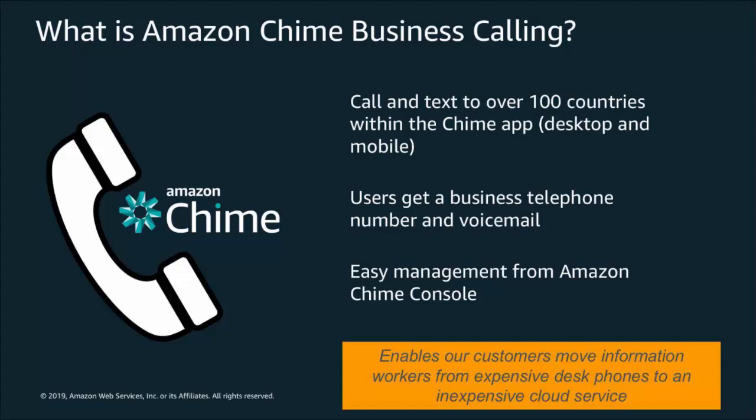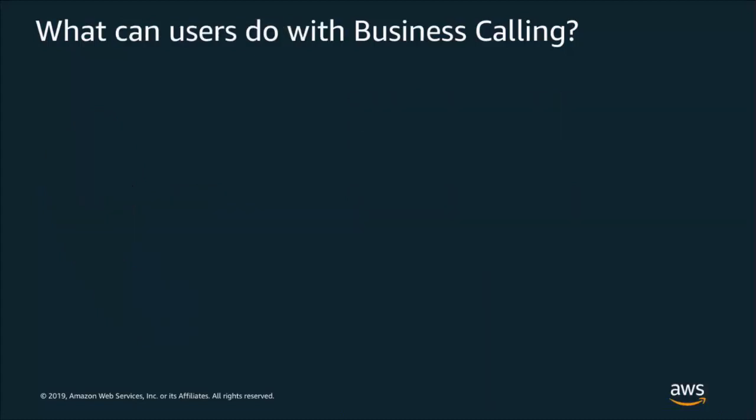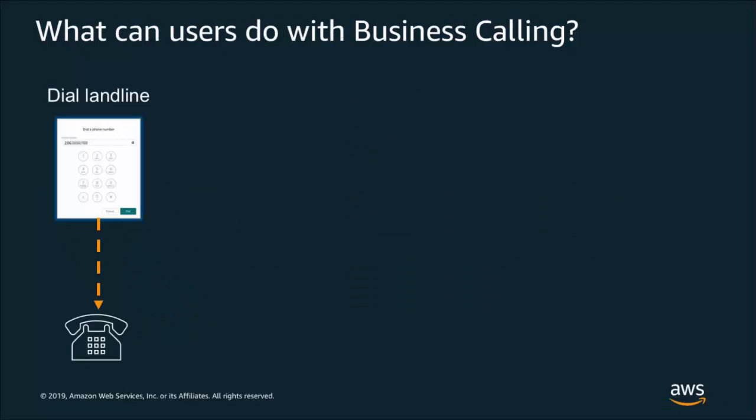The key use case for us here is that we enable our customers to move information workers from expensive desk phones to an inexpensive cloud service. What can you do with Amazon Chime Business Calling? Well, Amazon Chime Business Calling gives you a dial pad. You can actually dial phone numbers or click to call from contacts within the app.